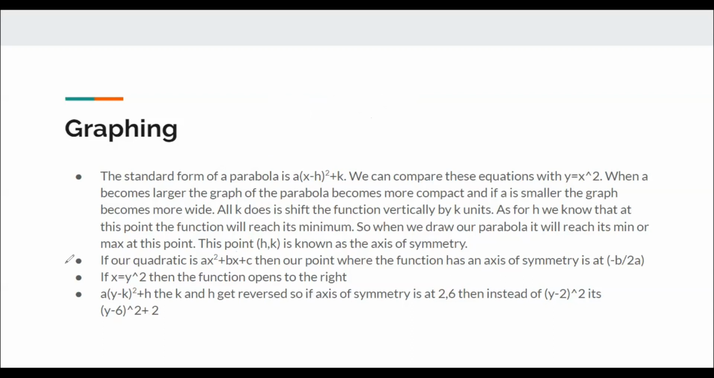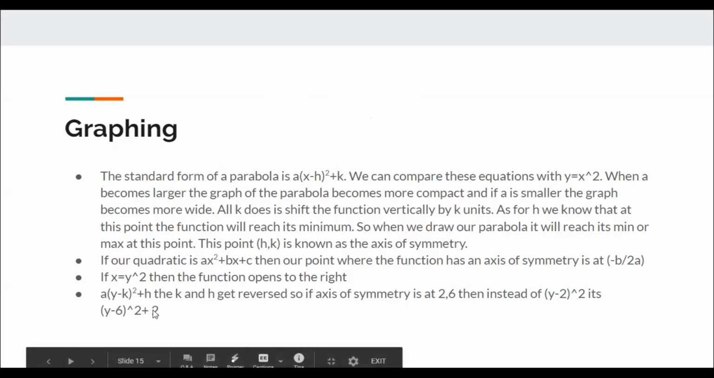And the function can be written as a times y minus k squared plus h. Notice how the k and the h get reversed in this case. So if the axis of symmetry is 2 comma 6, then instead of y minus 2 whole squared, it's y minus 6 whole squared plus 2. That's your equation in that case. So it's important to remember that for if x is equal to y squared, any function like that.